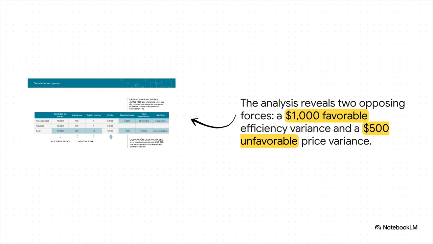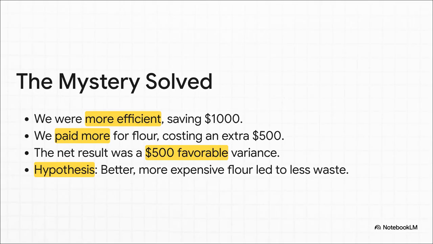That $500 savings wasn't one thing. It was two completely opposite forces at work. We had a $1,000 favorable efficiency variance because we used way less flour. Awesome. But at the same time, we had a $500 unfavorable price variance because we paid more for it. The two together give us that net $500 savings. So mystery solved. We didn't just get lucky. The numbers are telling us a clear story.